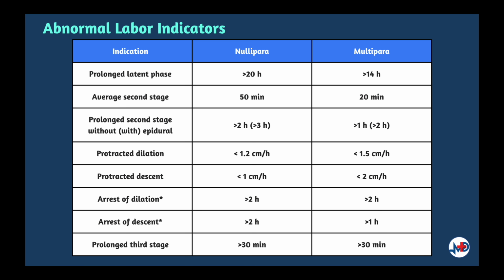There are a couple of indicators that provide us information about abnormal labor. These include prolonged latent phase, average second stage, prolonged second stage period, and others as listed here. These are not compulsory to be remembered at this stage. However, be familiar with the criteria or indicators that obstetricians use to confirm abnormal labor.